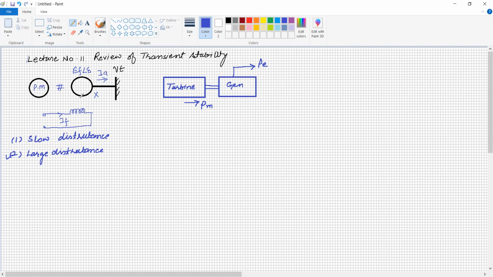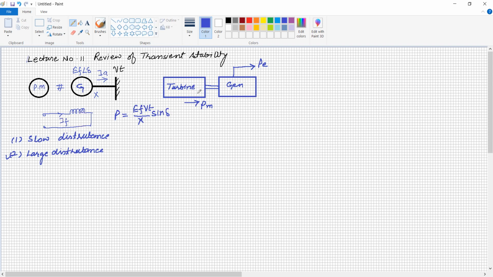For the transient in the system, say for example, this is the diagram. This is the generator and this is the prime mover. The mechanical input is constant, and the generator is supplying the infinite bus. The excitation voltage is EF at an angle of delta, and the current is IA. So we can say the power P is equal to EF times terminal voltage divided by reactance, into sine delta. This is the power delivered by the generator.